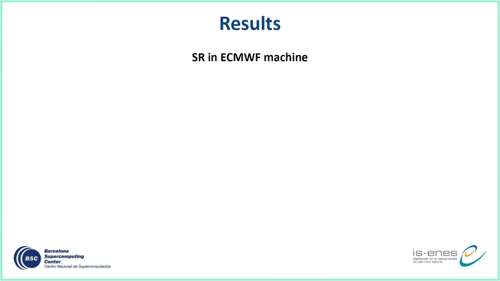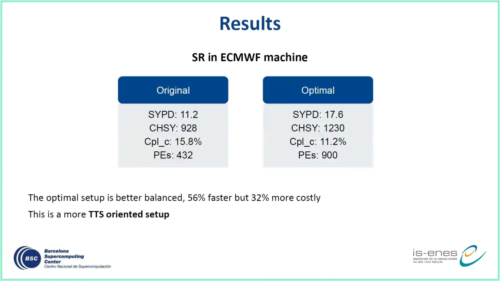And then for the experiment in ECMWF, the original setup was using very few resources. So when we came up with the optimal one, it was 56% faster, but it was also more costly, by 2%. So we could say that this is a more time to solution oriented setup. It's using more than double the resources.